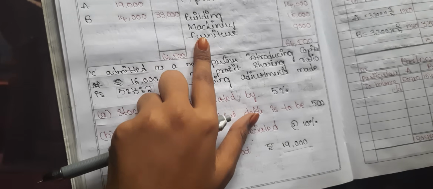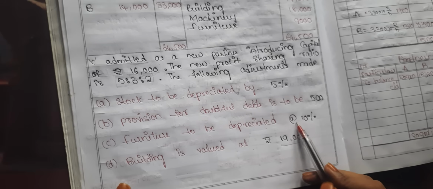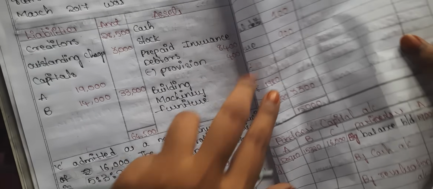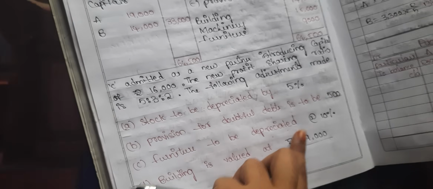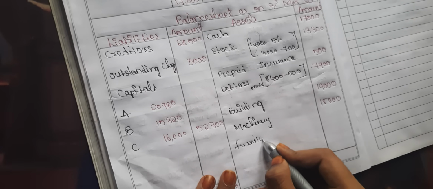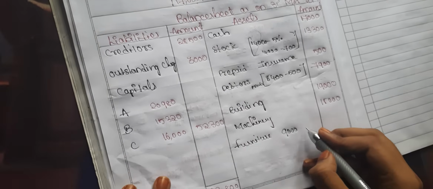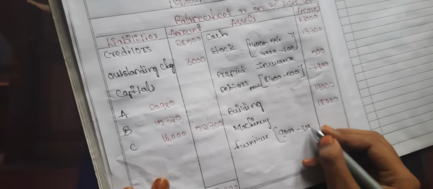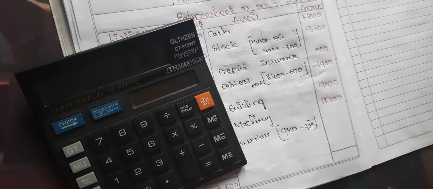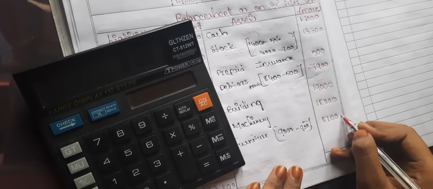Okay, next it is furniture. On furniture, did we do any calculation? Yes, furniture is depreciated at the rate of 10%. So on furniture, 9,000, depreciation how much was it? It was 900. So 9,000 minus 900. How much will it be? 9,000 minus 900, it is 8,100. We are going to take 8,100.